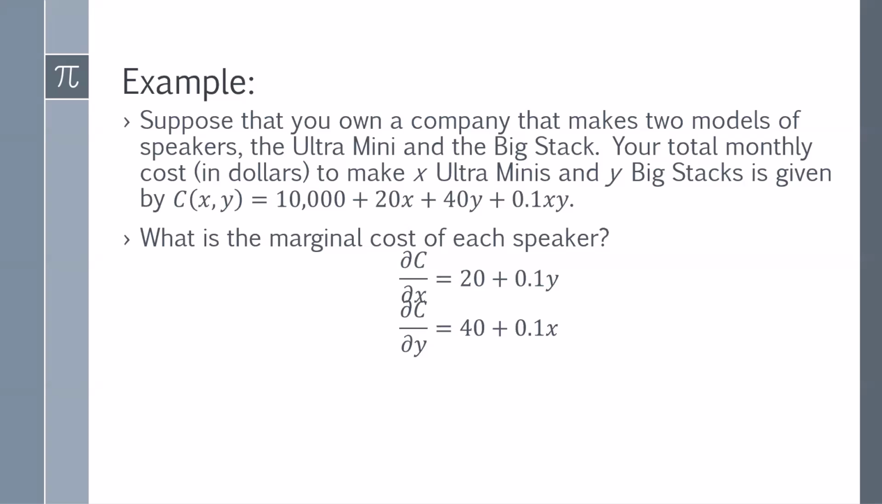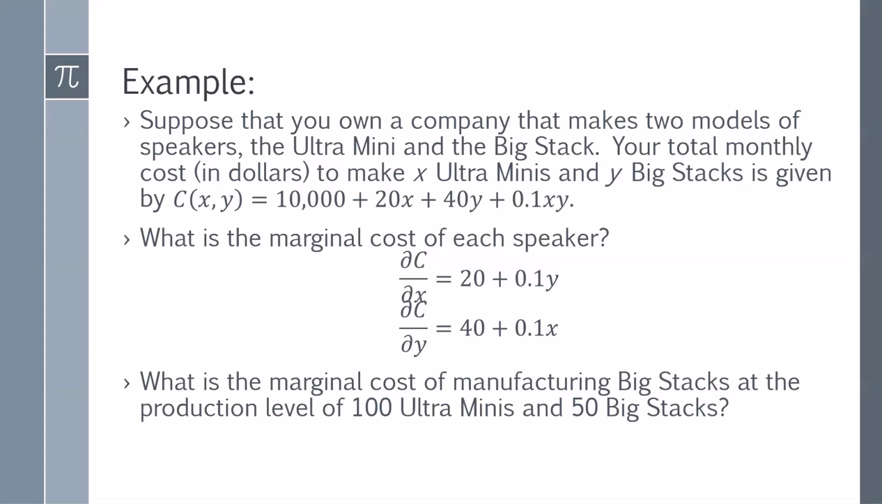And to find the marginal cost at any particular level of output, say, for example, 100 Ultra Minis and 50 big stacks, we would simply plug in x equals 100 and y equals 50. So if we want the marginal cost of manufacturing big stacks, our y speaker, we would plug in x equals 100 and y equals 50 into dc dy. In this case, that gives us 40 plus 0.1 times 100, or $50.